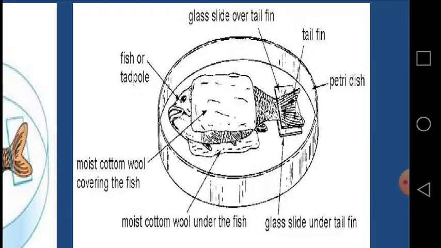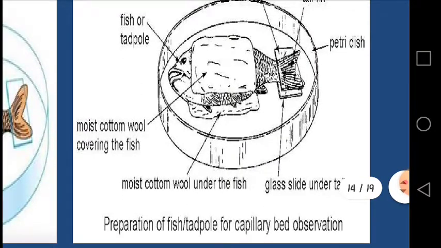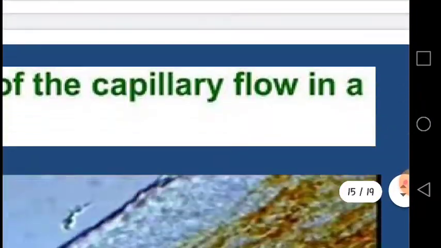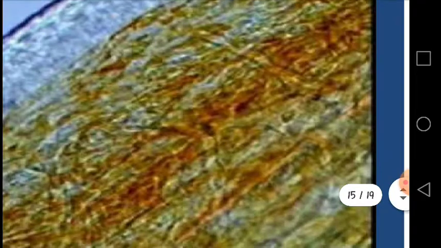We will place these glass slides which are covering the fin of the fish under the microscope to observe the capillaries, how the blood is flowing in the capillaries. When we observe the fin of the fish under the microscope, it looks like this. You can see this is the flow of the blood in the capillaries which are present in the fin of the fish, how the blood is moving in the different capillaries.